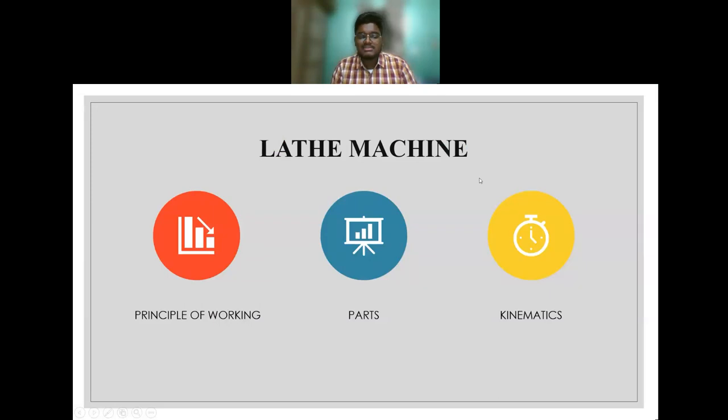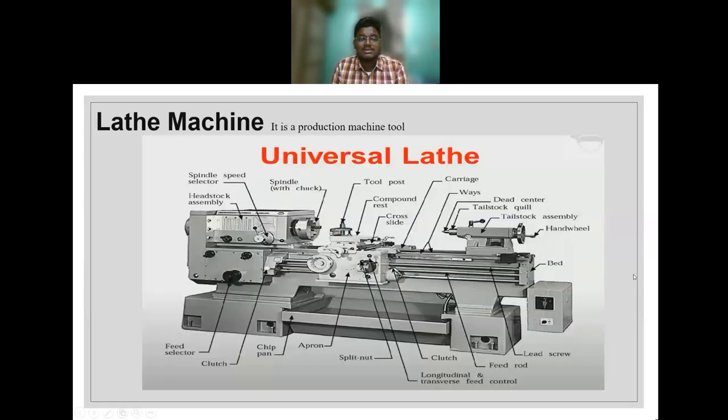In the lathe machine presentation, I will explain the principle of working, the parts, and the kinematics of the lathe machine. It is the universal lathe, which is also known as the center lathe. It is the mother of all machines. Here we have the headstock, tailstock and carriage. The headstock has a high power motor and the live center, with a spindle that mainly uses a chuck, which rotates the material we are using.